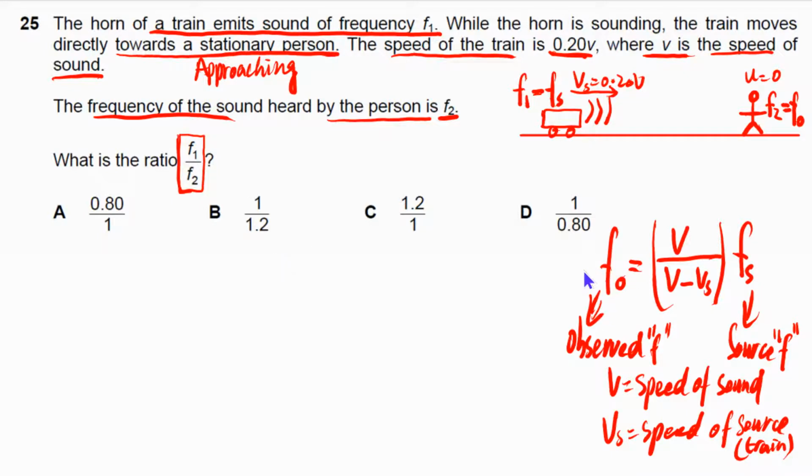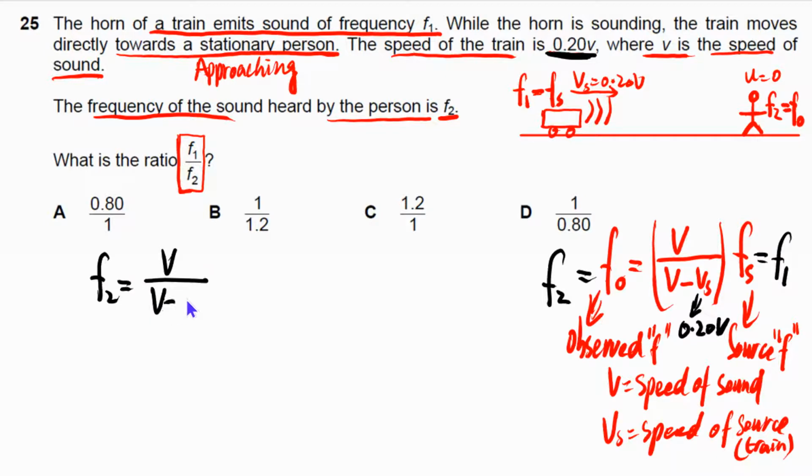In this case, f naught, as you can see here, is equal to f2, so we simply need to replace f naught with f2. fs in this case is equal to f1 and vs in this case is equal to 0.20 v, so we simply need to replace this with 0.20 times v. We can write down here that f naught, which is f2, is equal to v over v minus vs, multiplied by f1.